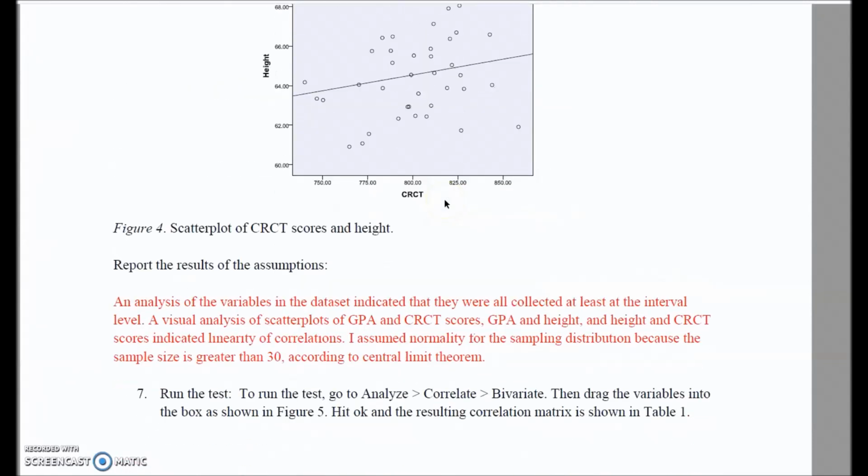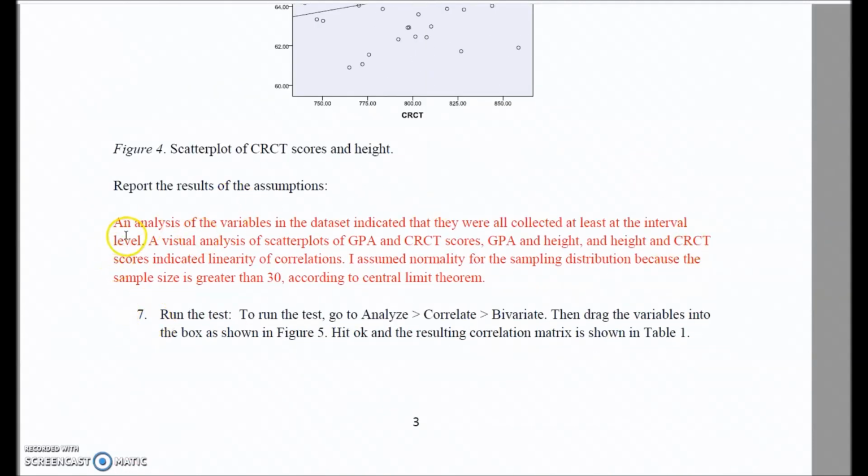So here is the report on the assumptions. An analysis of variables in the data set indicated that they were all collected at least at the interval level. So they are at the interval level. A visual analysis of the scatter plot of GPA and the CRT scores, then the GPA and the height, and then the height and the CRT scores indicated linearity of correlation. I assumed normality for the sampling distribution because the sample size is greater than 30 according to the central limit theorem.